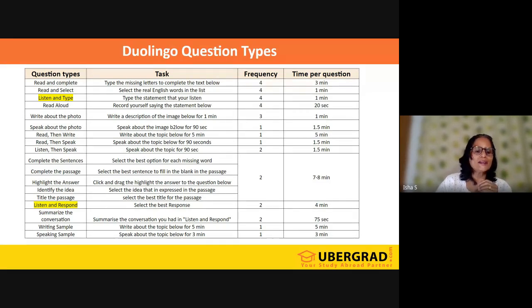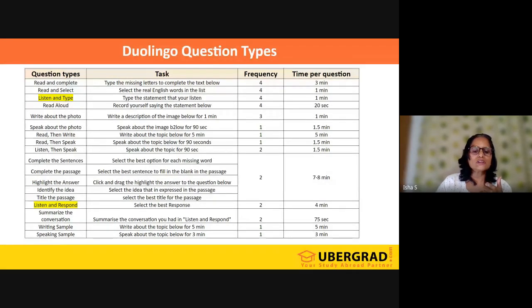Since this is an activity related to listening, we are clubbing these two question types together. You may have a doubt in your mind about why she is not talking about the other two types of questions. We are going to do it in a flow. So today it's listen and type and listen and respond. You know what exactly happens?